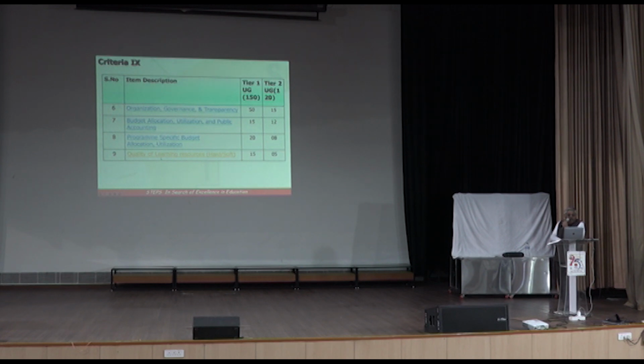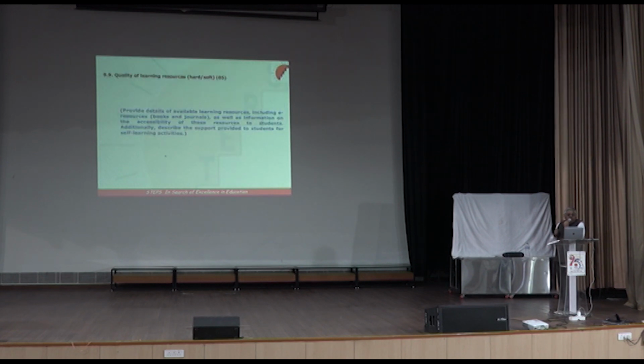देन क्वालिटी, इसमें है सर क्वालिटी ऑफ लर्निंग रिसोर्सेज में लाइब्रेरी वाला. Provide details of available learning resources including e-resources, books and journal, as well as information on accessibility to the resources to students. Additionally, describe the support provided to students of self-learning activities. लाइब्रेरी में भी मार्क्स कम हुए हैं. हाँ जी, हाँ जी.